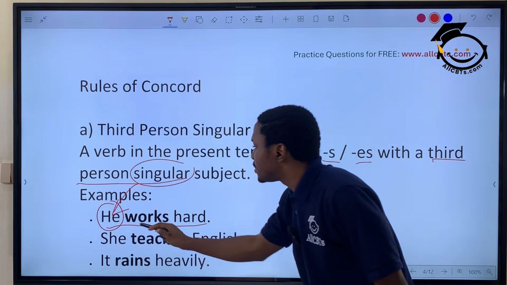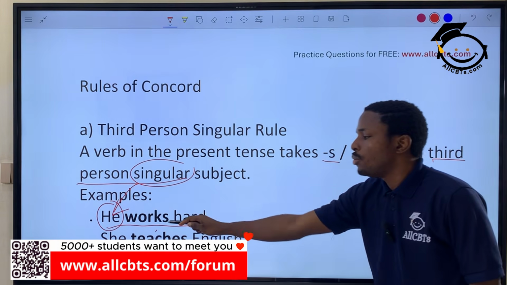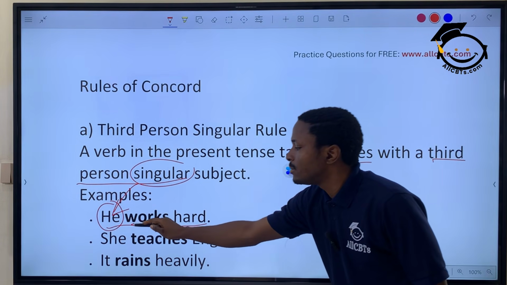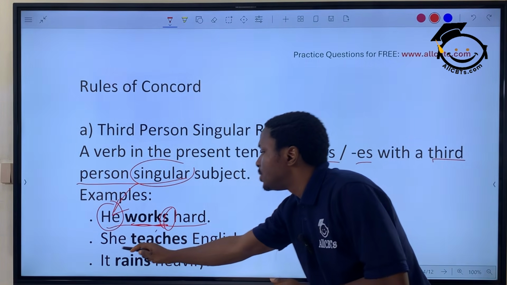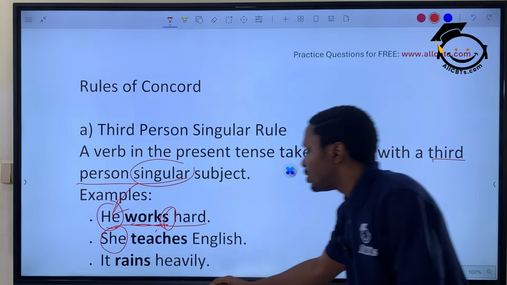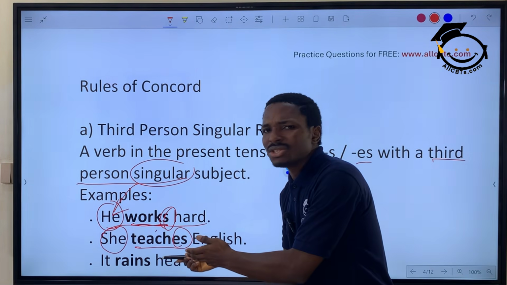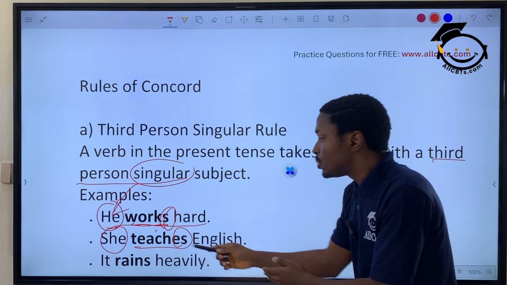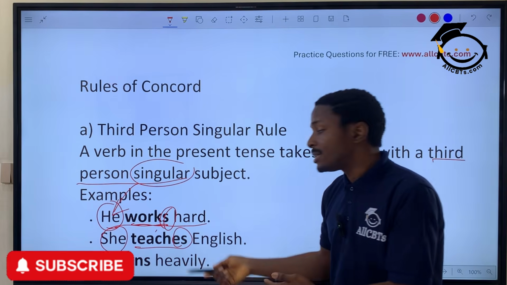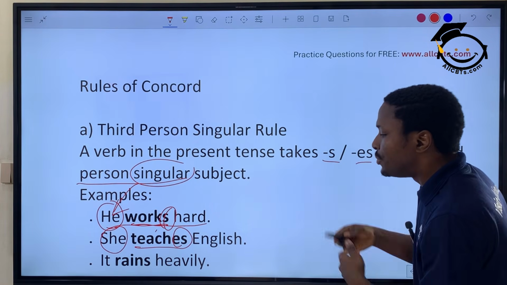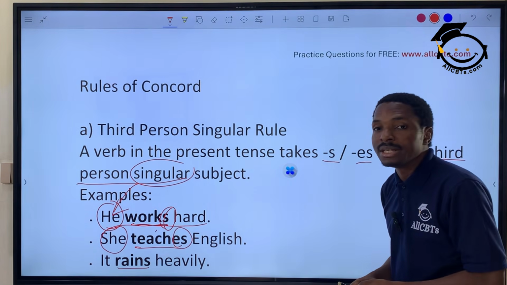He walks. Now this is the rule: the verb takes S or ES. So he walks, you see, it takes the S. He works hard. Now you have she teaches. You cannot say she teach, because teach does not make sense. So she teaches English. You see that the verb agrees: singular verb, singular subject. It rains heavily.